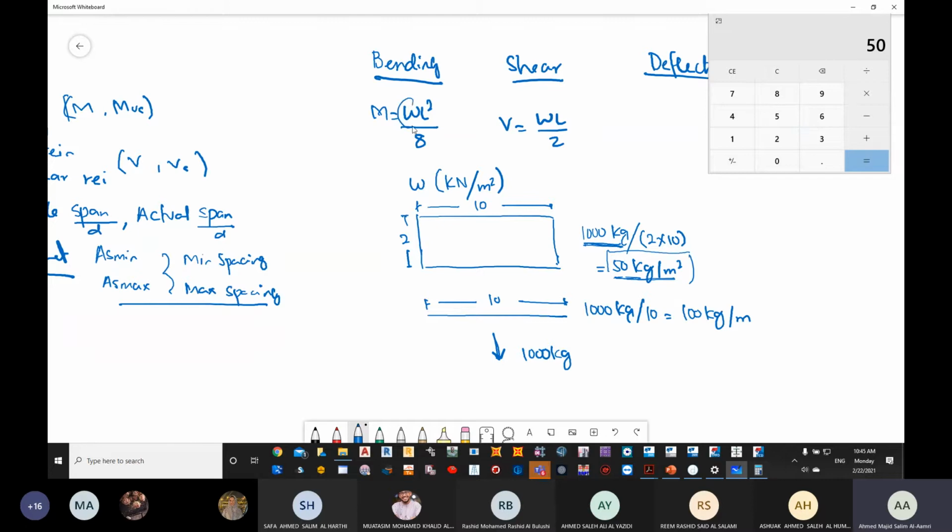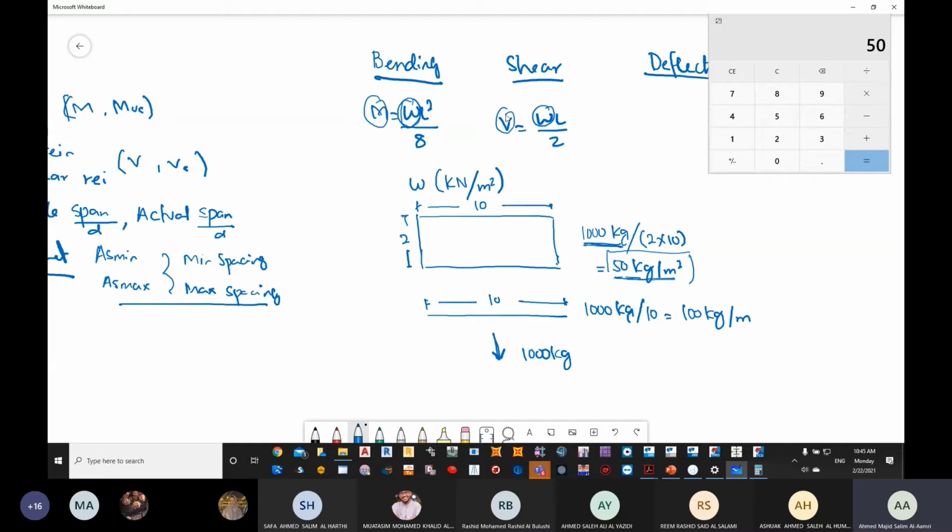Now, if your W is less, what will happen to your M? Will be less. If your W is less, what will happen to your V? Also less. Okay, so in this scenario, when we talk about a slab, the bending moment value and the shear force value, you will see that always they are coming to be lesser. They are coming to be very small values. And the reason is that your load is divided into a larger area.